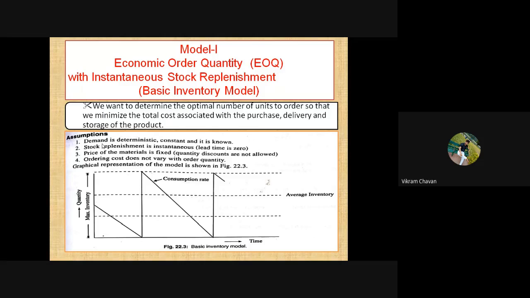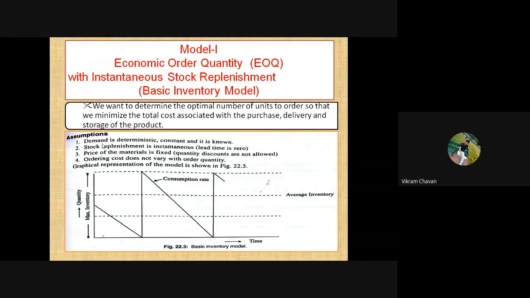Then the price of material is a fixed one. Whatever material you are going to purchase, that price is constant, and there will not be any discounting in future on that particular material. So quantity discounts are not allowed. And the fourth one is that ordering cost does not vary with order quantity.